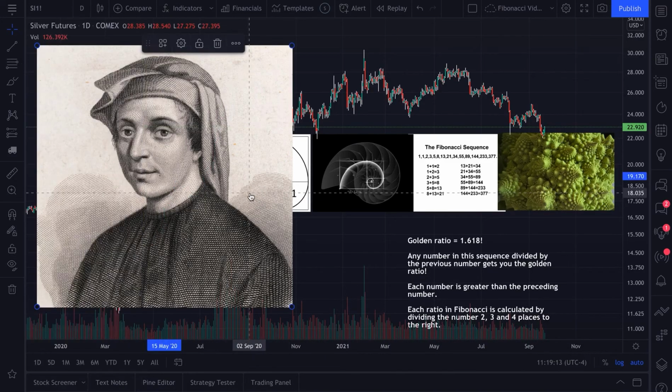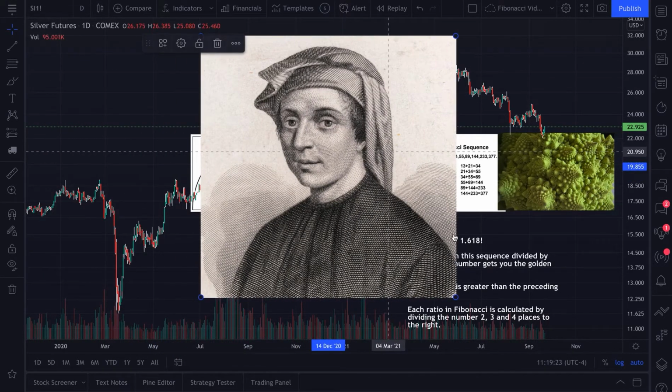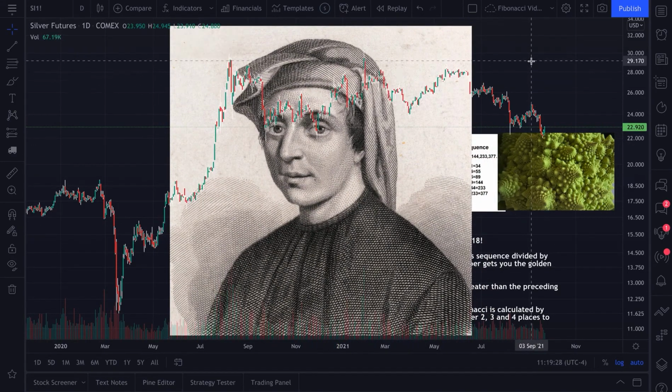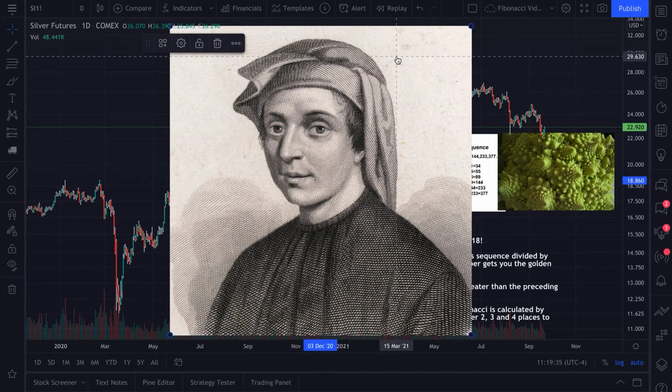Let's get started. This is Leonardo of Pisa, who came to be known as Leonardo Fibonacci. The reason why we're including this picture of him here is because this is how old the Fibonacci sequence is. This goes back hundreds and hundreds of years. It has been in the human lexicon for a long time. While you're watching this, just remember that this is not a new concept. This has been around for a long time. And this is the man himself, the person who people claim discovered the Fibonacci sequence.